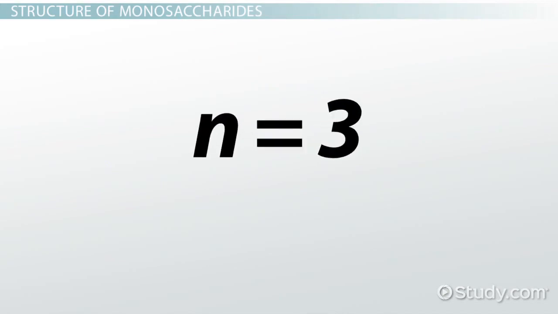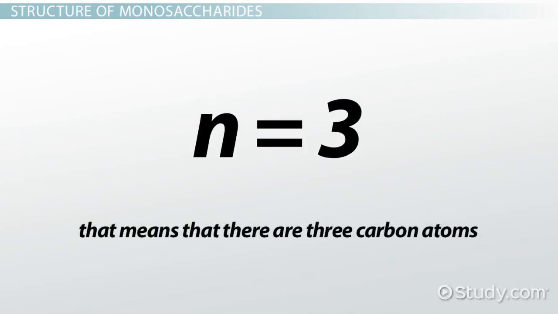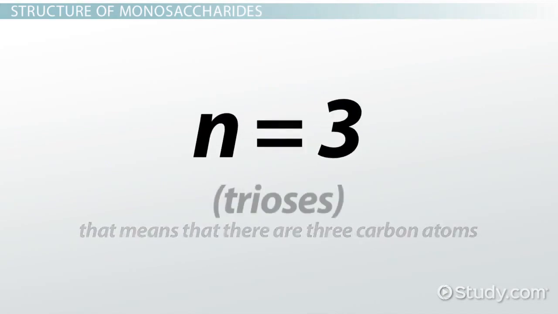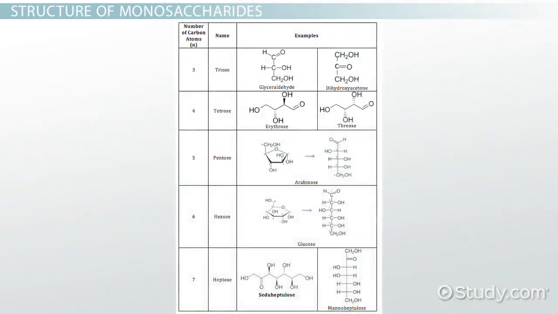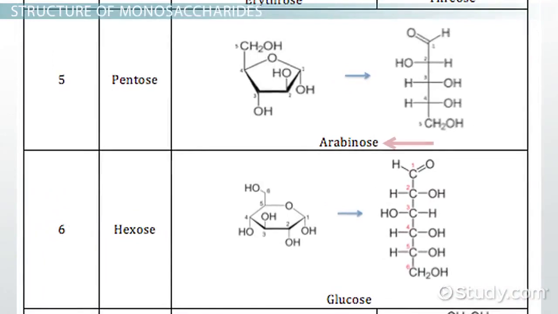If, for instance, n equals 3, that means there are 3 carbon atoms, and these monosaccharides are called trioses. If n equals 4, there are 4 carbon atoms, so these monosaccharides are called tetroses. The following table shows the classification of monosaccharides based on the number of their carbon atoms, their general structure, and examples for each.